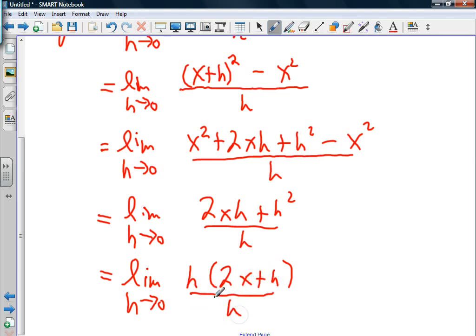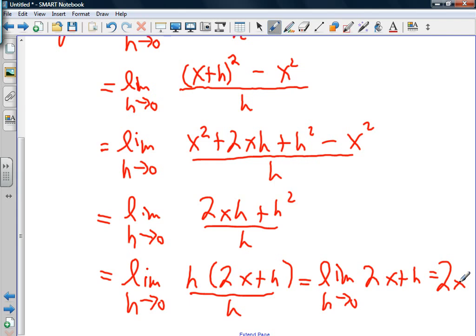So now this h is dividing, this h is multiplying, they cancel, and we get the limit as h goes to 0 of 2x plus h, and that's a plug-in limit. If you plug in h equals 0, you get 2x. So the derivative of x squared is 2x.